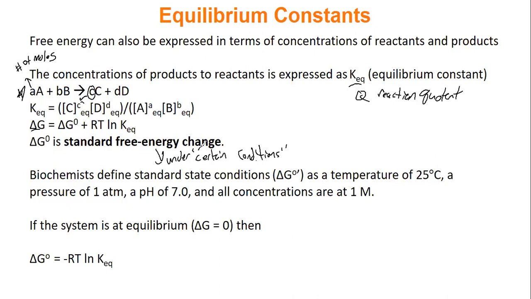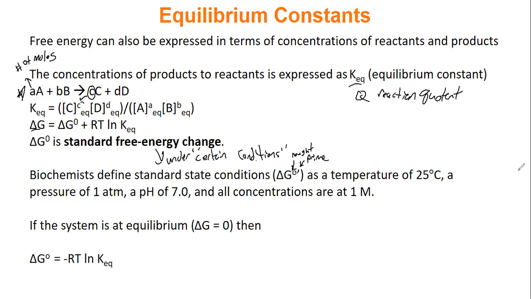Biochemists have their own standard state, and it's called delta G naught prime. Yeah, weird name, I know, but that's what this symbol is. This is a naught, and this is prime. So delta G naught prime. And we say biochemical standard conditions are 25 C, 1 atmosphere, pH of 7, all concentrations at 1 molar. So that's how in the body, to compare different reactions, we're going to measure the free energy change under these conditions.